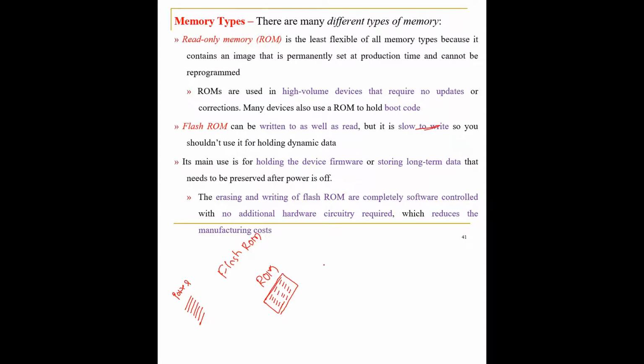Once your system is turned off and you turn it on again, you need a set of data that has been written permanently. So flash ROM or ROMs will be holding that data permanently, to be preserved for a longer time. The erasing and writing of flash ROM is completely software controlled and no additional hardware circuitry is required, which reduces the manufacturing cost.